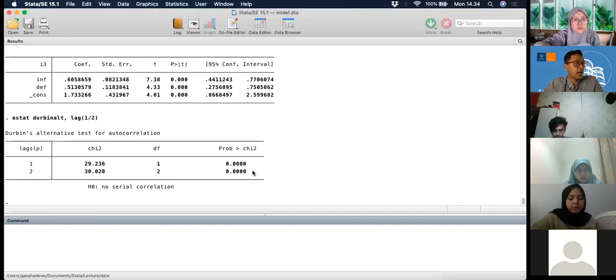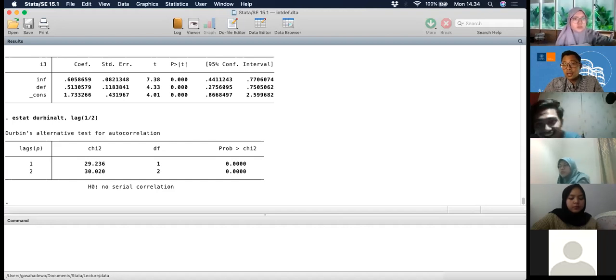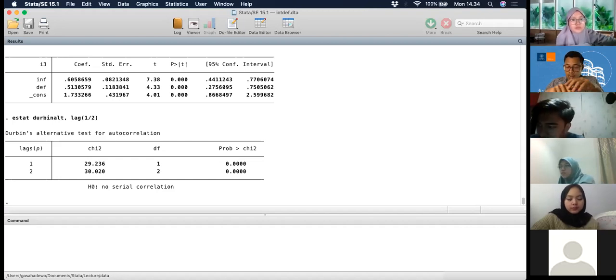Now, Durbin's alternative test shows that, again, the p-value suggests that we reject the null hypothesis. If we reject the null hypothesis, we can conclude that there is autocorrelation of degree 2. So that's the result of the regression. Any questions or clarification before I continue on the remedy for the regression?